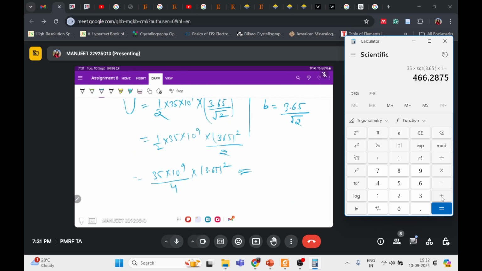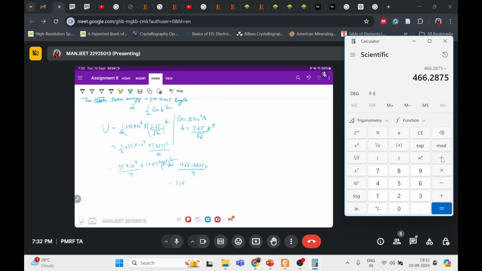Have I missed something? Oh, okay. This is in terms of angstrom, so we have to consider this as angstrom square. If I divide by 4, this is giving you 116.571875 into 10 to the power 9 into angstrom, 10 to the power minus 10, square. Okay, so this is giving you 10 to the power 9 into 10 to the power minus 20.